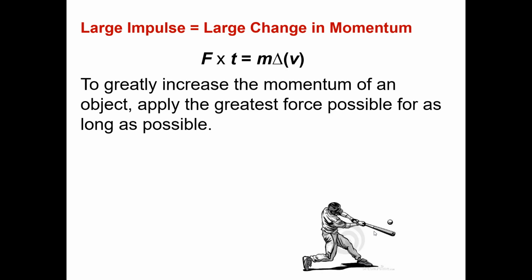So let's say you want to hit a baseball and you want to hit it a really long way. What you want to do is try to apply the maximum force that you can hit it with, but you also want to extend that over the longest time. So if you can hit the ball and follow the ball with the bat, at least for a little while, you can keep applying a force to the ball over a longer period of time, then the ball's speed will change a lot more.